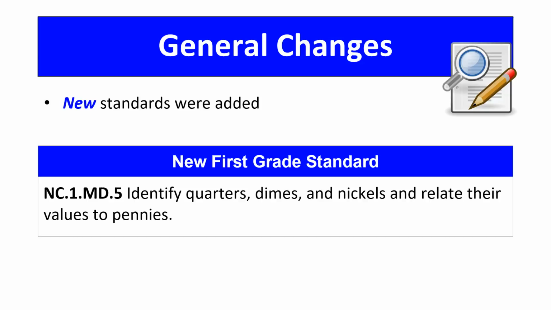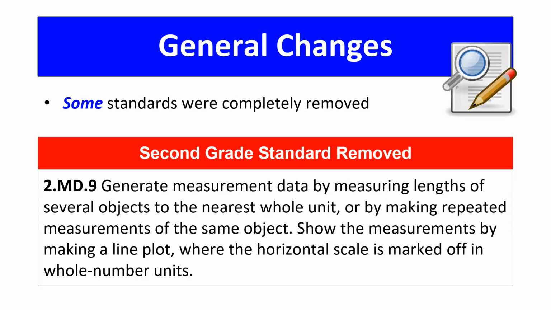In some grade levels, new standards were added. For example, identification of quarters, dimes, and nickels and their relationship to the value of a penny has been added to the 1st grade standards. While some standards were added, some standards were completely removed. For example, 2nd graders are no longer required to create line plots.